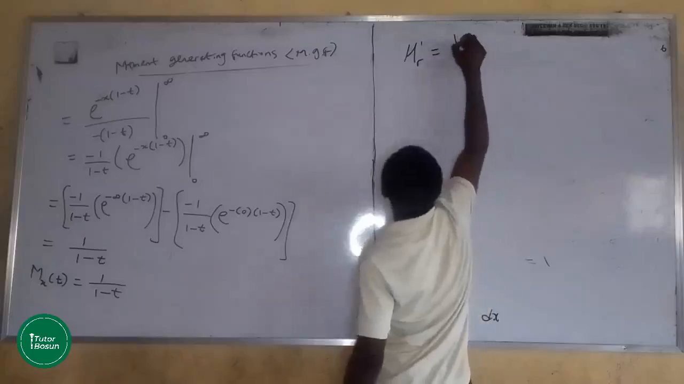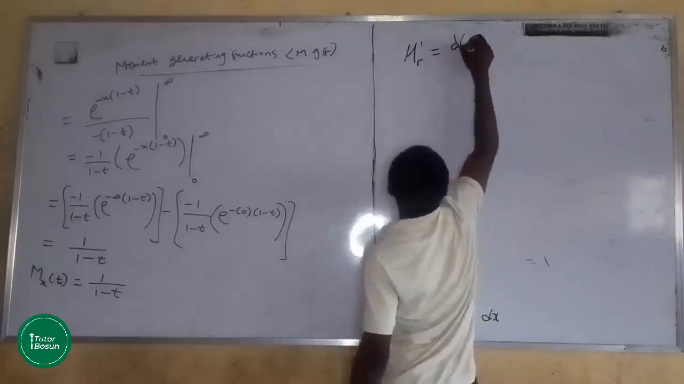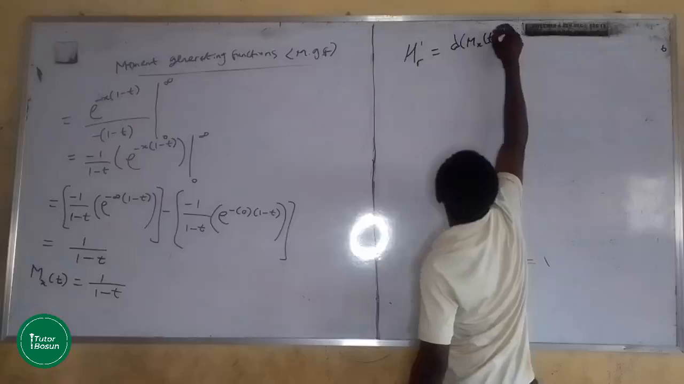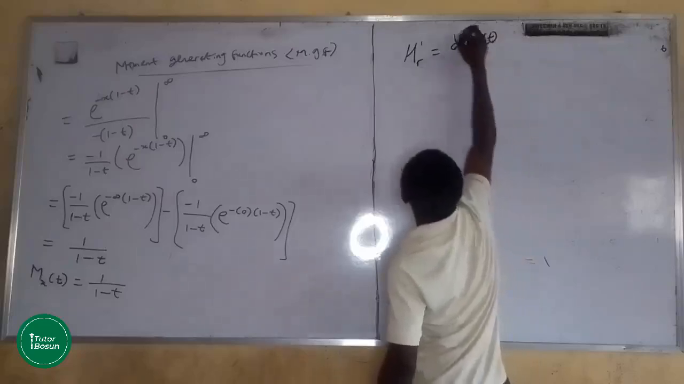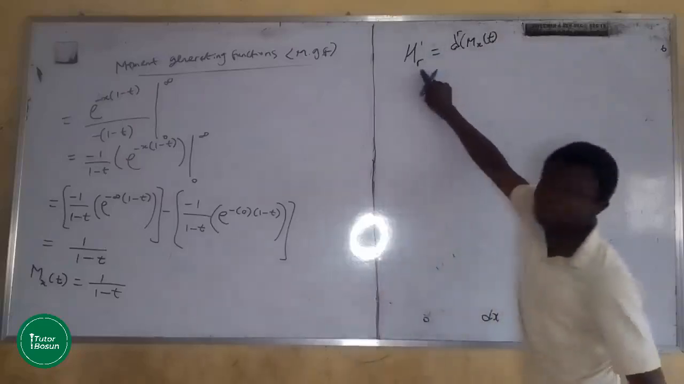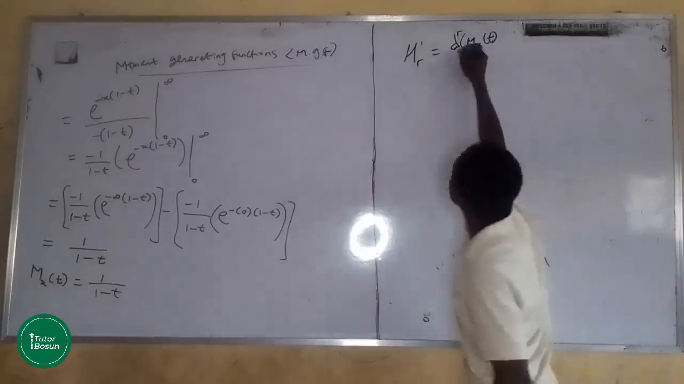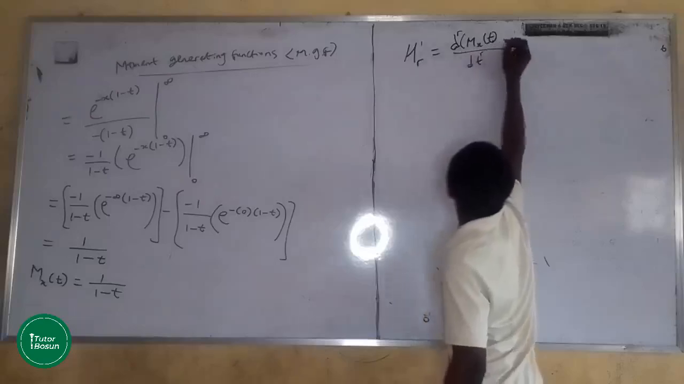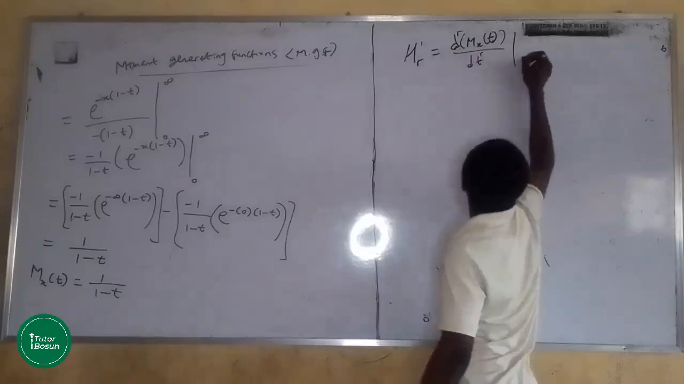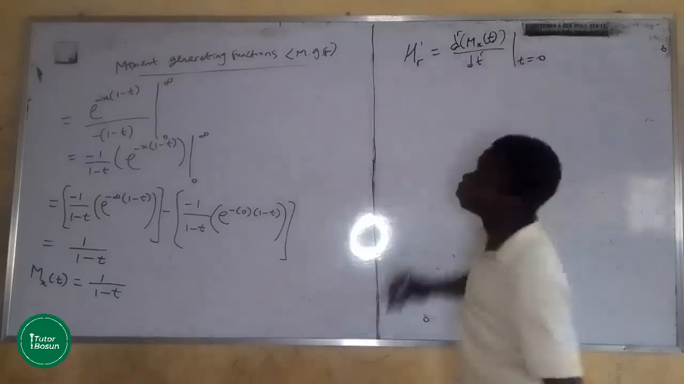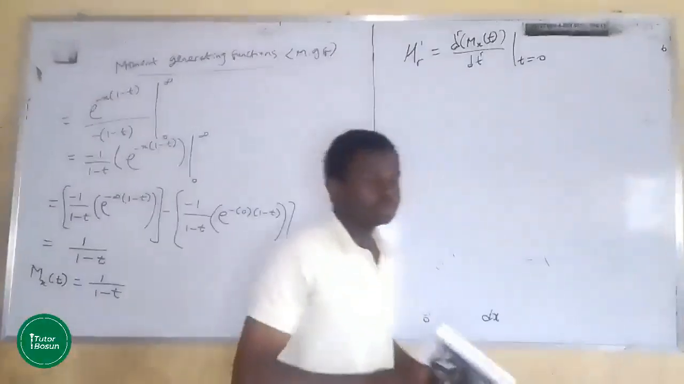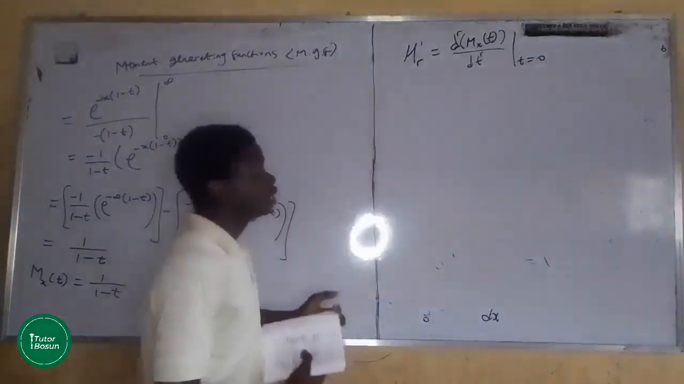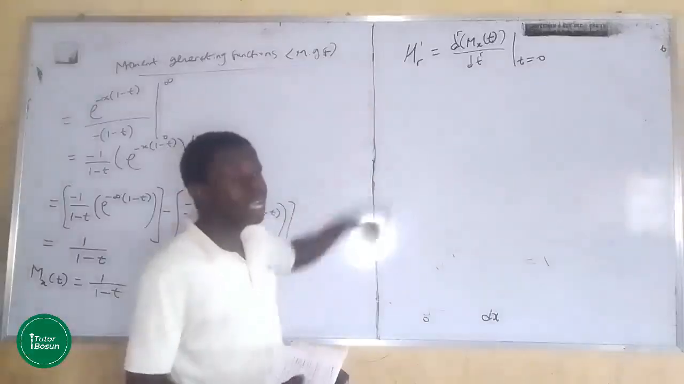It is equal to the derivative, please take note, of the moment generating function M of t, the rth derivative with respect to t, limiting t to 0. That is the formula you need to use to generate moments from your moment generating function.